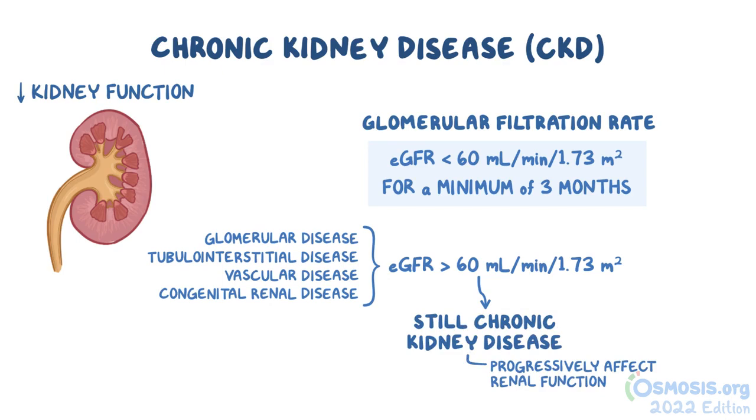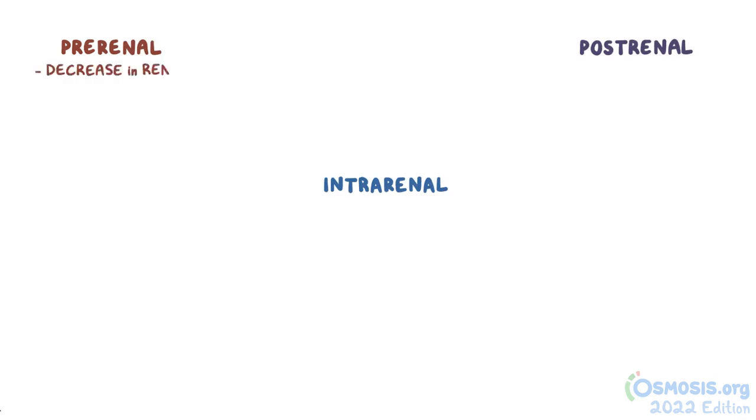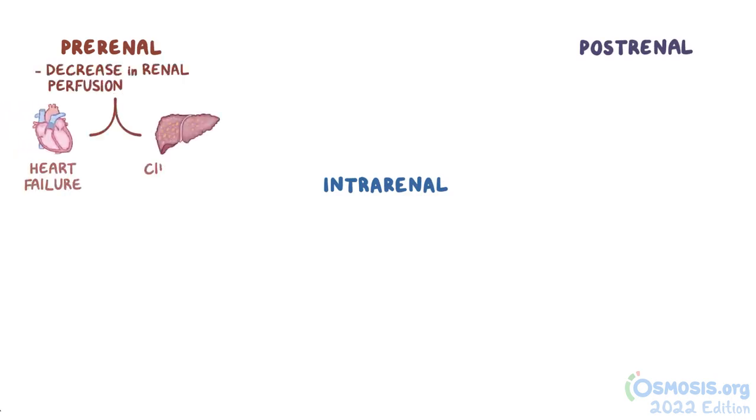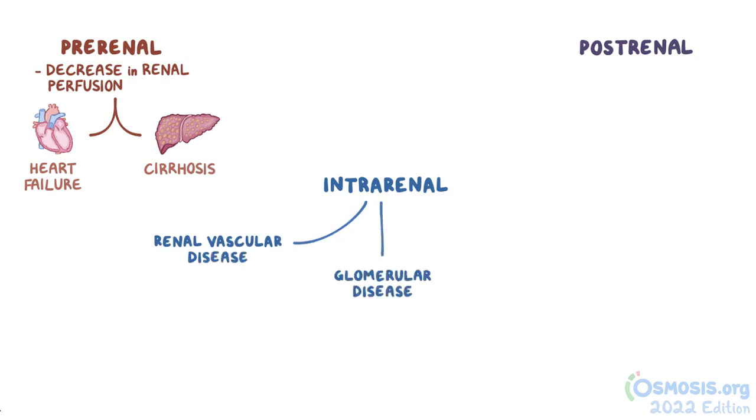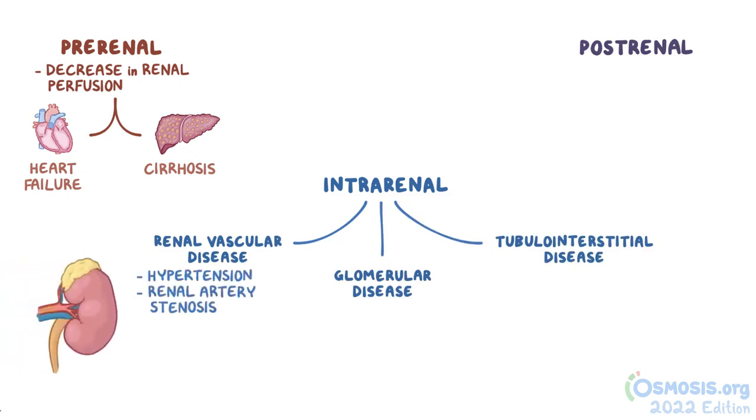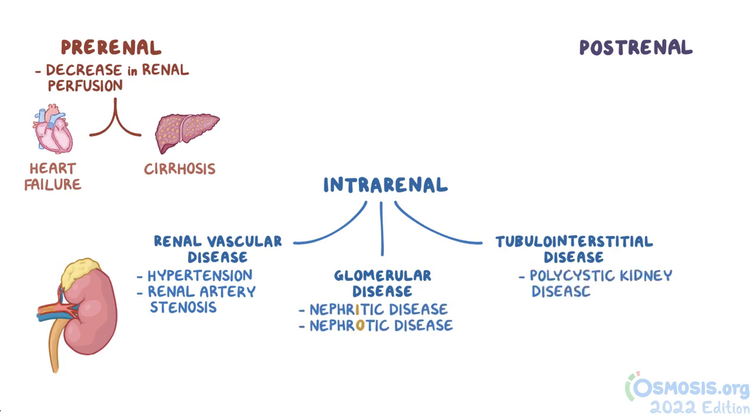Now, the causes of CKD can be split into 3 categories: pre-renal, intrarenal, and post-renal causes. Pre-renal CKD causes are due to a decrease in renal perfusion, like in heart failure and cirrhosis. Intrarenal CKD causes can be further classified into renal vascular disease, glomerular disease, and tubulointerstitial disease. Renal vascular disease includes hypertension and renal artery stenosis. Glomerular diseases include nephritic and nephrotic diseases. And tubulointerstitial disease includes polycystic kidney disease.